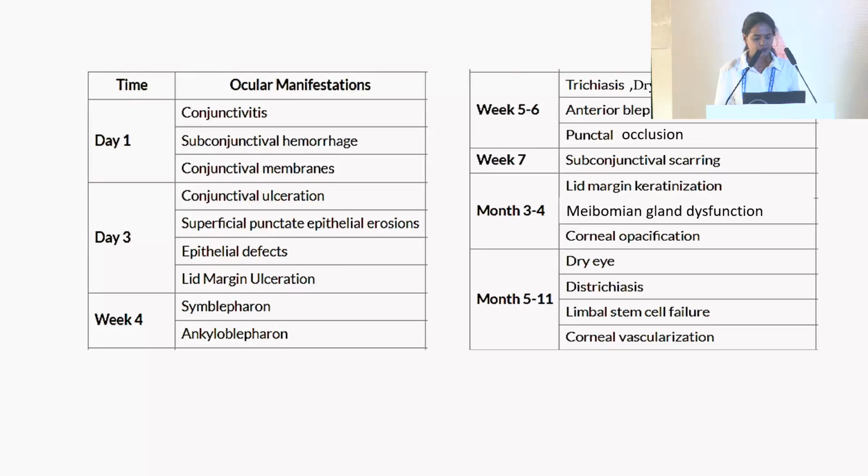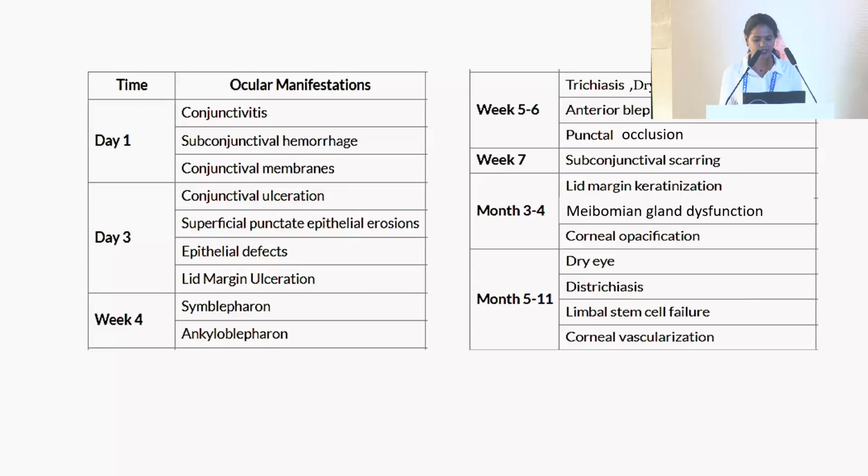So according to duration, we have the clinical presentation. On day 1, a patient can develop conjunctivitis, subconjunctival hemorrhage, conjunctival membranes. On day 3, conjunctival ulceration, superficial punctate epithelial erosions, epithelial defects. On day 4, there can be symblepharon, ankyloblepharon formation, trichiasis, dry eyes. On week 5 to 6, there can be punctal occlusion, anterior blepharitis also.